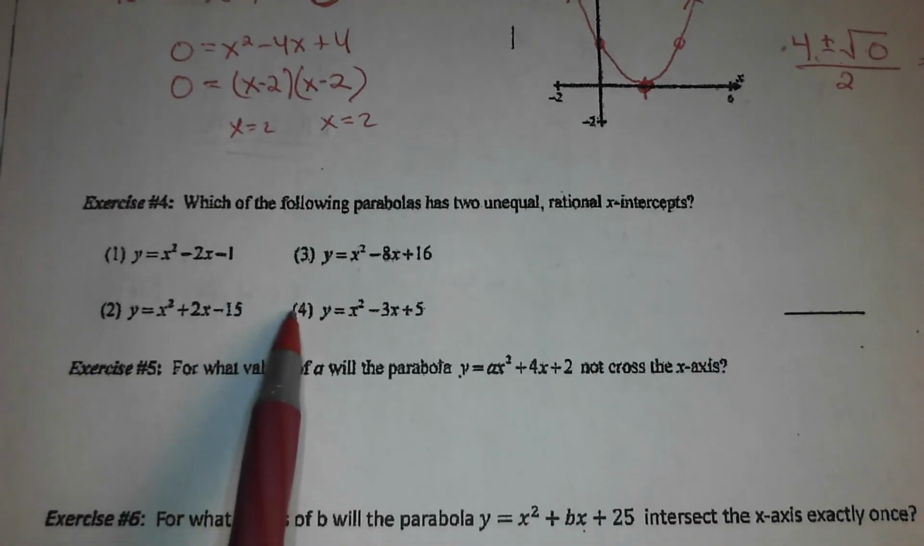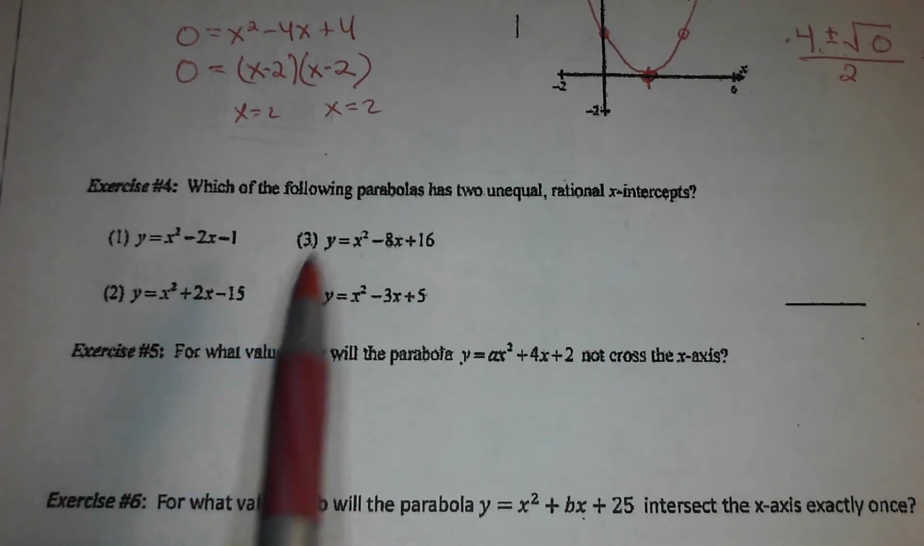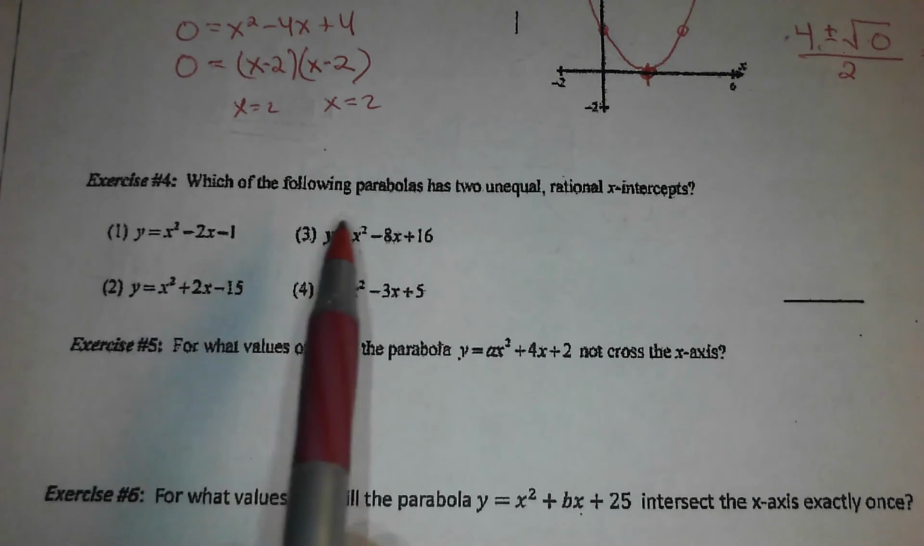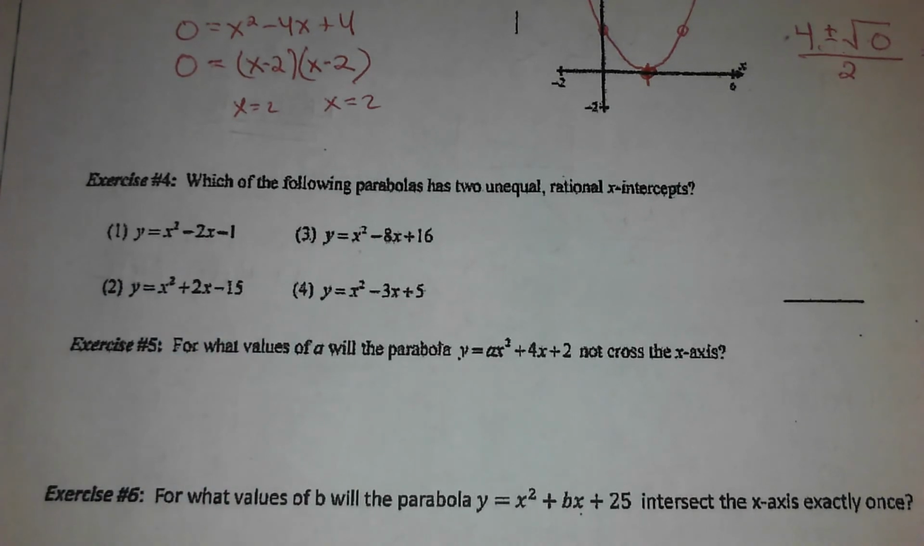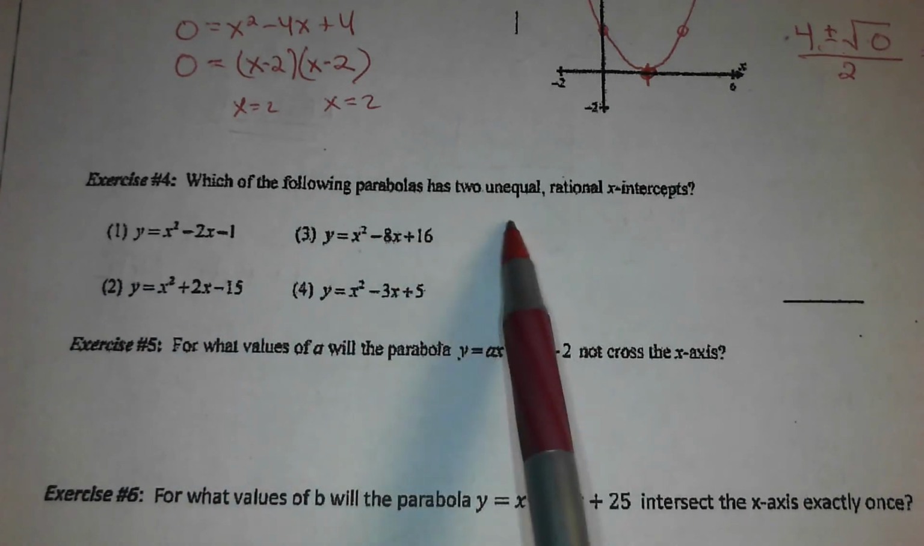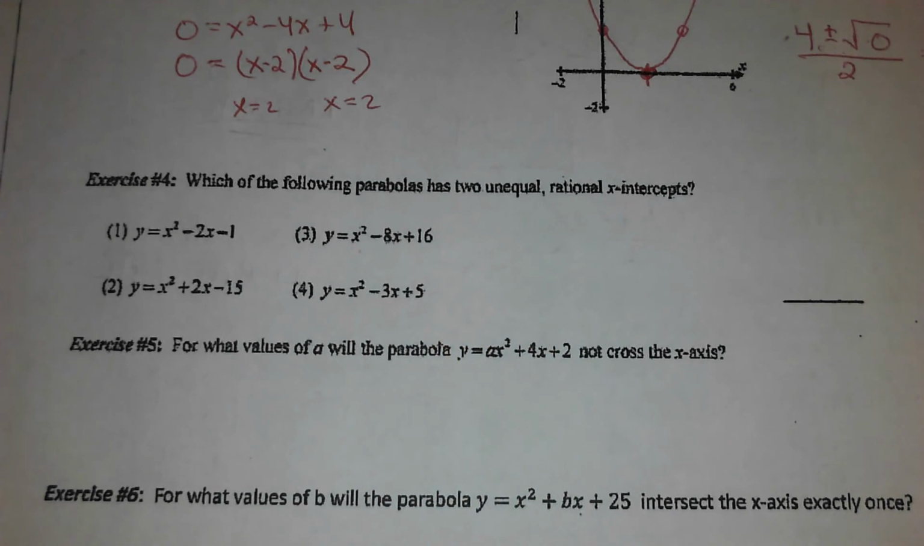So exercise 4. Again, you could answer this if you solved 4 different quadratic formulas until you found 2 unequal rational x-intercepts. Or you can just take a shortcut and do it based on the discriminant.